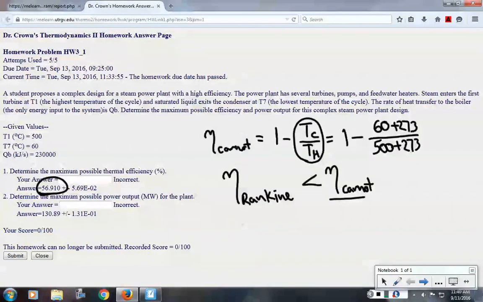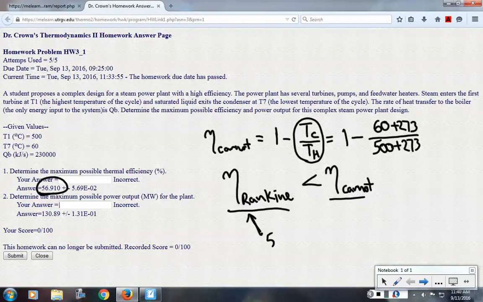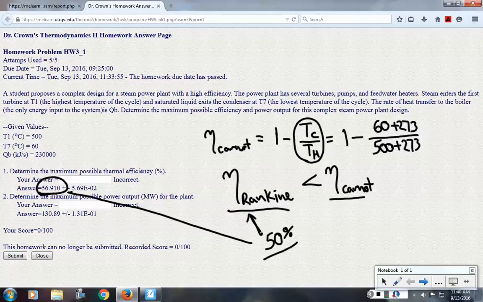56.91. So when we're looking at our Rankine cycle and say our efficiency for the Rankine cycle is 50%, you might think, well, that's terrible. We're wasting half of the energy, but when you compare it to the best possible efficiency, 56.9, we're doing pretty good. Right, then what would be the maximum possible power?